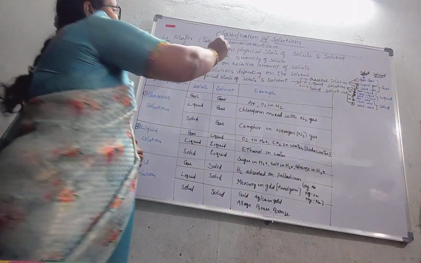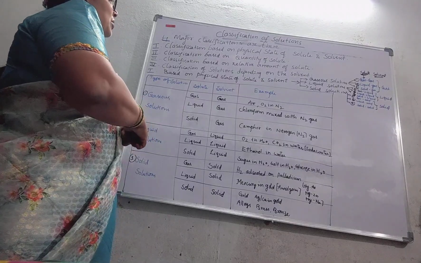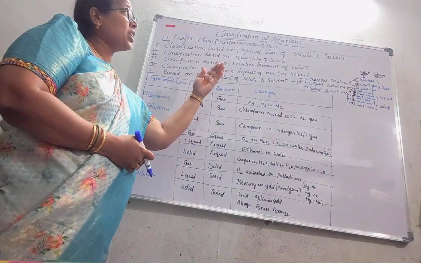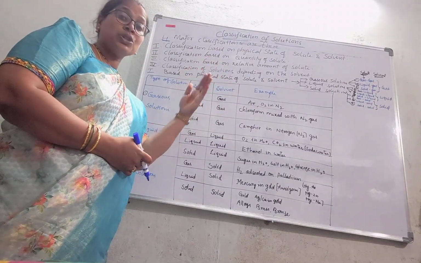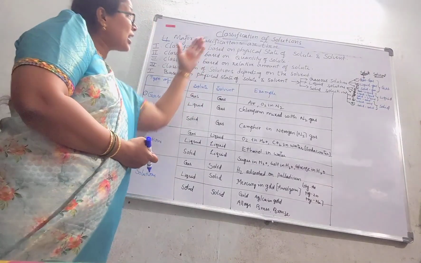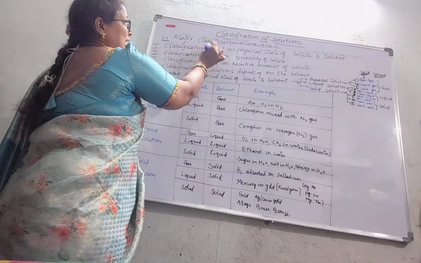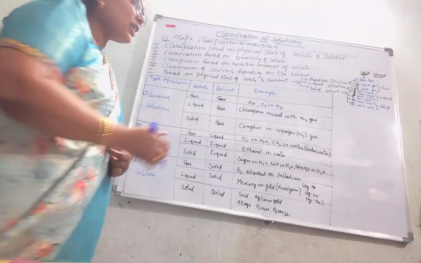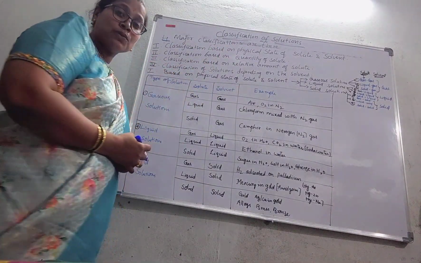So that is classification of solutions. Already in the before session we discussed what is a solution, and based on the number of components, how many types of solutions. Today in this session we'll discuss classification of solutions. Here we have four major classifications in the classification of solutions.